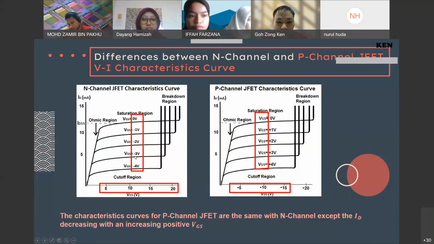Okay, from these two graphs, we can see that the characteristic curve for P-channel JFETs is the same as for N-channel JFETs, except the drain current ID decreases with an increasing positive VGS. The polarity of the bias voltages VGS and VDS is reversed compared with N-channel JFETs.